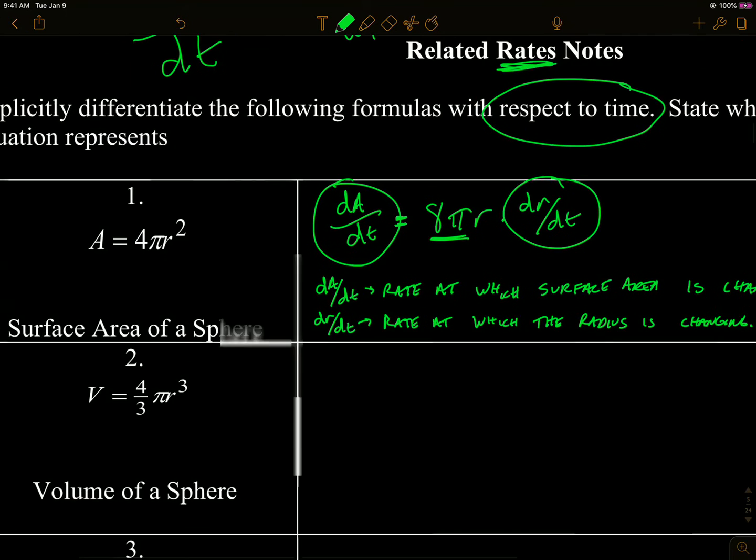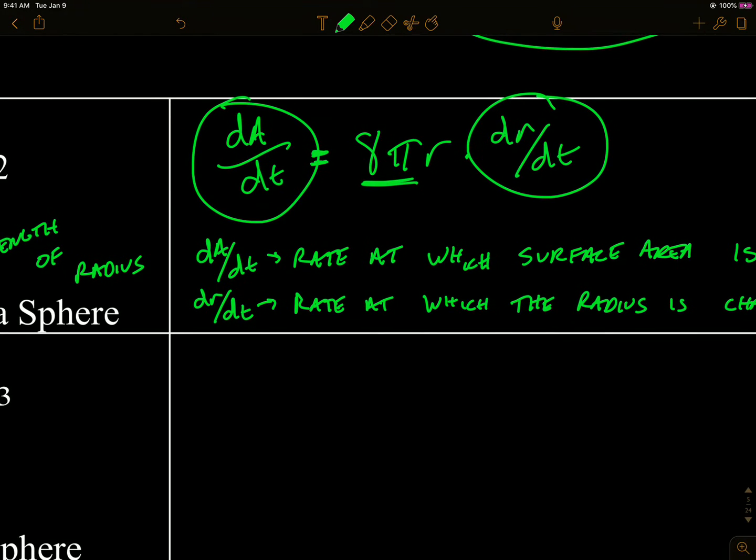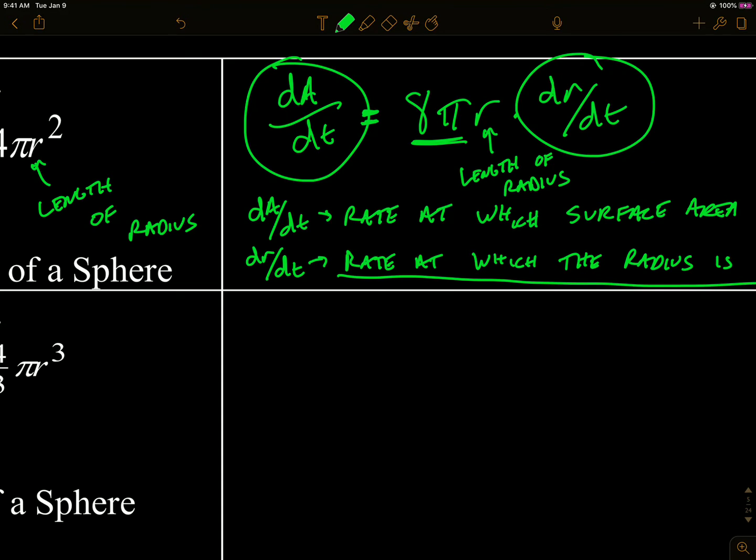So in this original formula, r stands for the length of the radius. Here, r stands for the length of the radius. But dr/dt stands for the rate at which the radius is changing. So you have to really know the distinction between these two things. What's the difference between r and dr/dt?